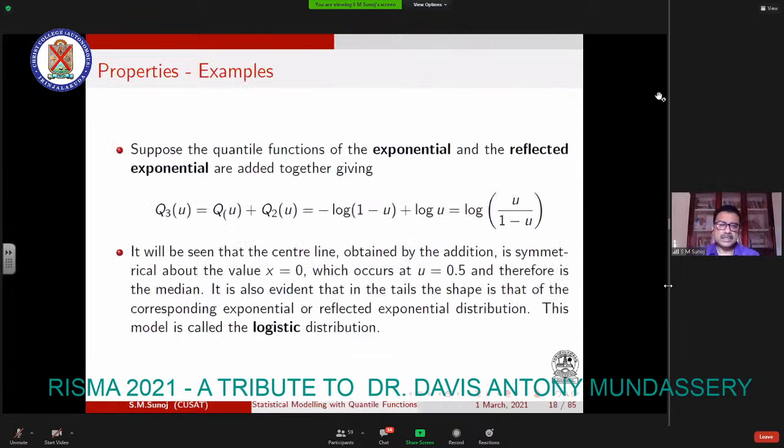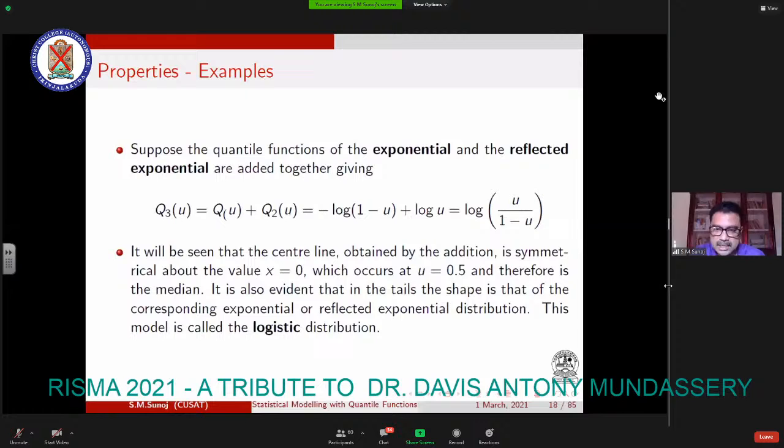Now, suppose the quantile functions of the exponential and the reflected exponential models are added together. I'm making use of one of the properties mentioned: if you add two quantile functions, the resultant function is again a quantile function. I denote the resulting quantile function by Q3. So Q3 is Q1 plus Q2. Simply add the quantile functions here. It is in fact log of U divided by 1 minus U.